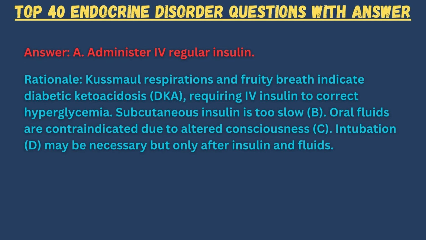Answer. A. Administer IV regular insulin. Rationale. Kussmaul respirations and fruity breath indicate diabetic ketoacidosis, DKA, requiring IV insulin to correct hyperglycemia. Subcutaneous insulin is too slow. Oral fluids are contraindicated due to altered consciousness. Intubation may be necessary, but only after insulin and fluids.